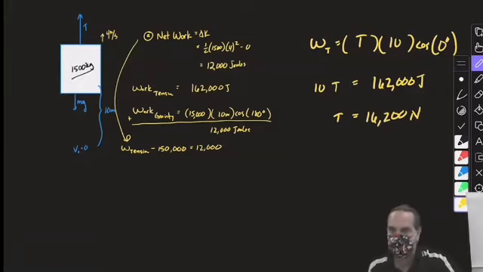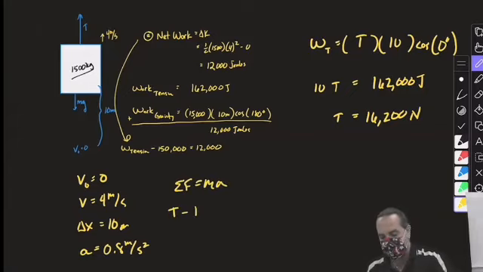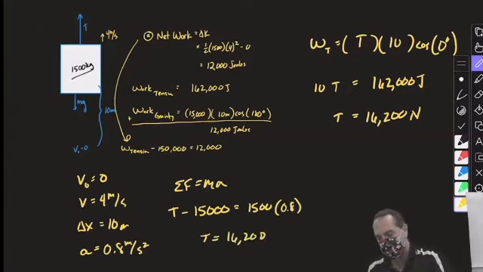You did not have to do it this way. You could have found the acceleration of the elevator and done net force. Just to make sure, I see your hand, but let me finish my thought. I know the initial velocity was 0. The final velocity was 4 meters per second. The displacement was 10 meters. Therefore, if you use a formula here, v squared minus v naught squared equals 2a delta x, you'd get that a is 0.8 meters per second squared. Net force equals ma. So tension minus 15,000 equals 1,500 times 0.8. Lo and behold, tension equals 16,200 newtons.